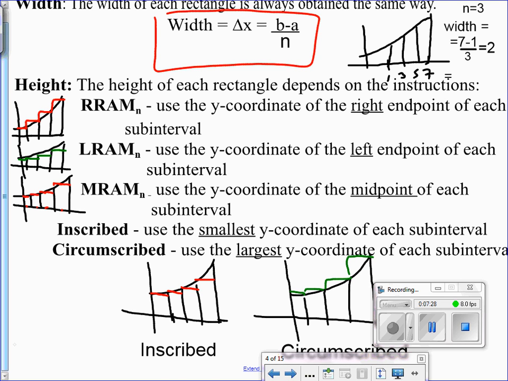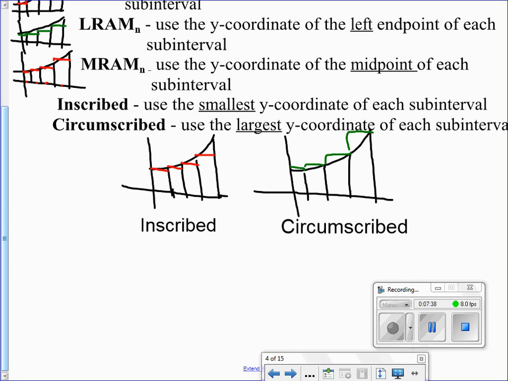Now, there are 2 other terms that can also be used to describe how to get the height: inscribed or circumscribed. If you're asked to use inscribed rectangles, for each rectangle you take the smallest y coordinate to be the height of that rectangle. Whatever the lower side is, or wherever the lowest point is, that's the height for that rectangle. So whenever you use inscribed rectangles, it's always going to be an under approximation. If they ask you to use circumscribed rectangles, they want the height to be the greatest y coordinate of all the points for that subinterval. So you'll take the greatest y. So we've got left, right, midpoint, and then inscribed, circumscribed.